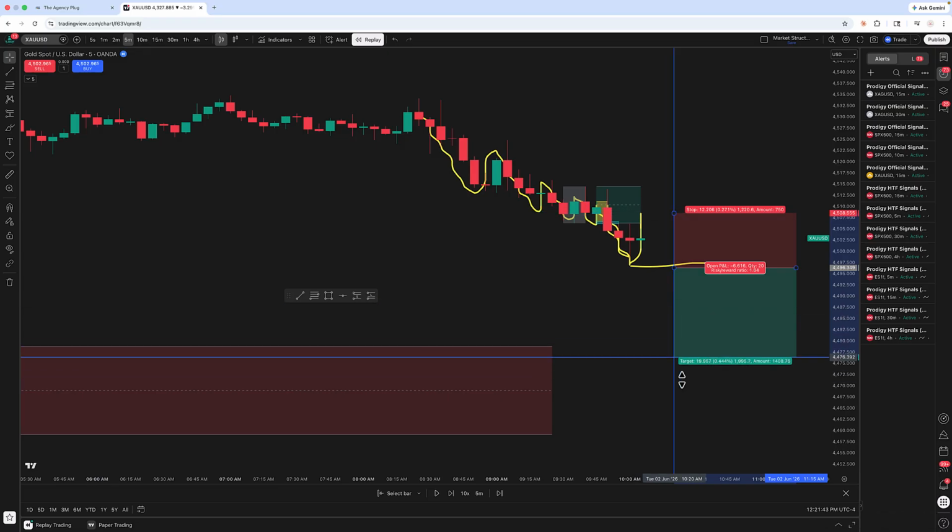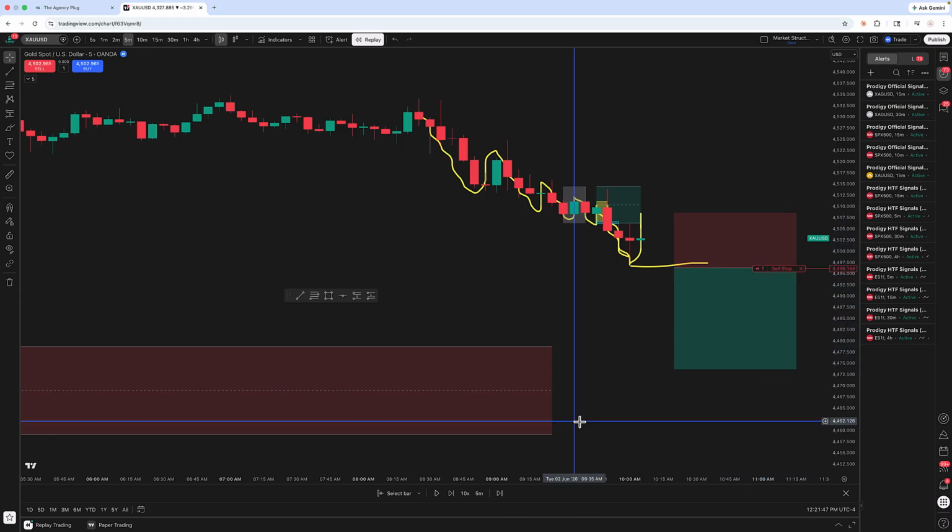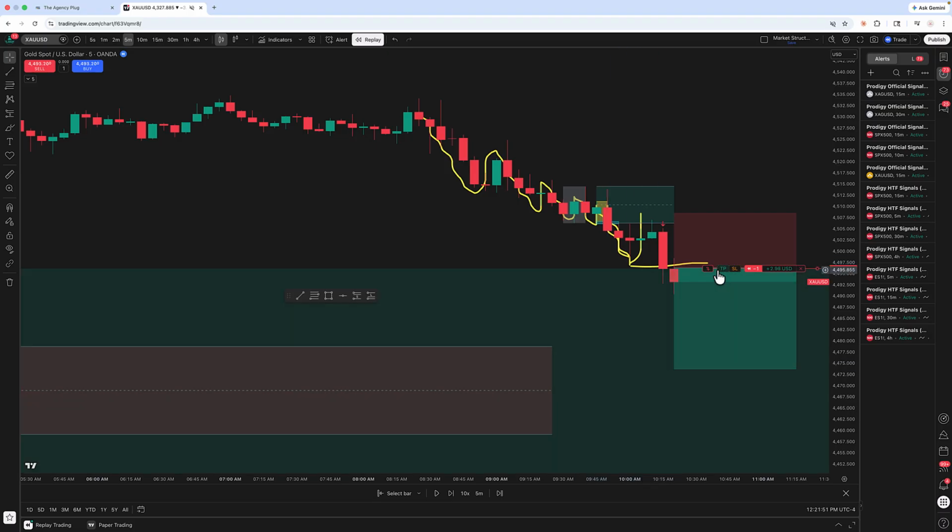And you don't have to. You can go for 1 to 2 around this area. And you can move your stop loss to break even once, you know, it gets to a certain area. But let's just see what happens. It entered. Our stop loss is up here. Take profit down here.